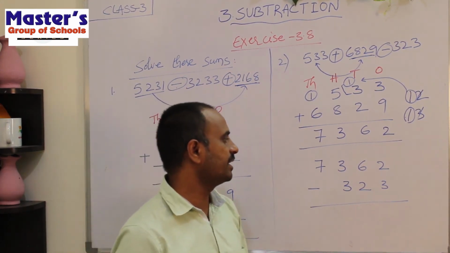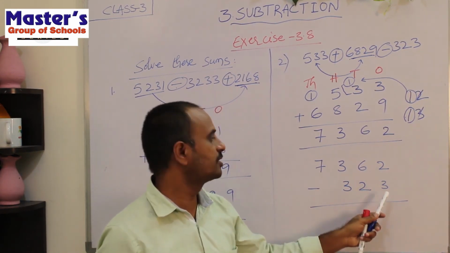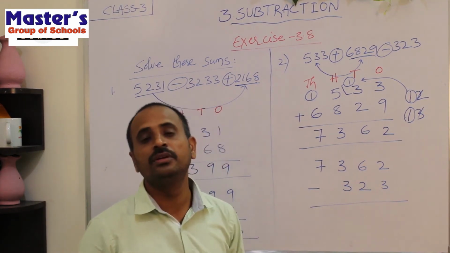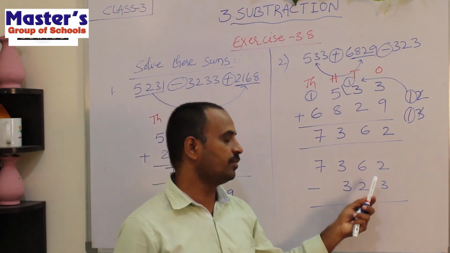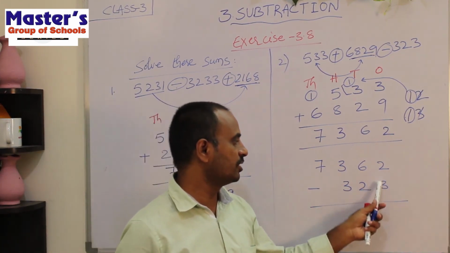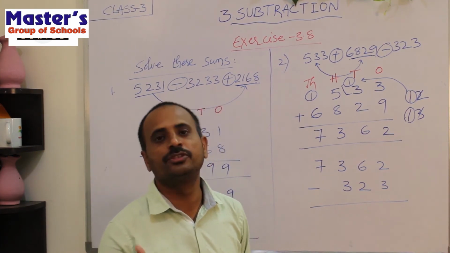So let us start subtraction from ones place. So here, what are the digits present in ones place? 2 and 3. Subtract 3 from 2. Is it possible? No, because 2 is the smaller number, 3 is the greater number. So that's why here, subtraction is not possible. Then what do we have to do? We have to get borrow from next place.